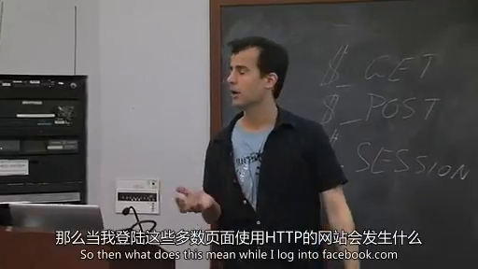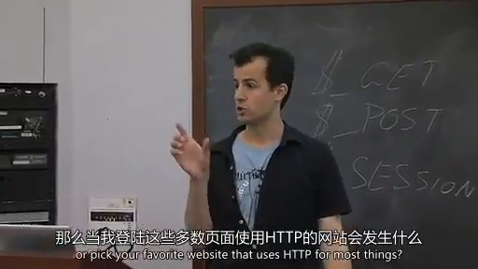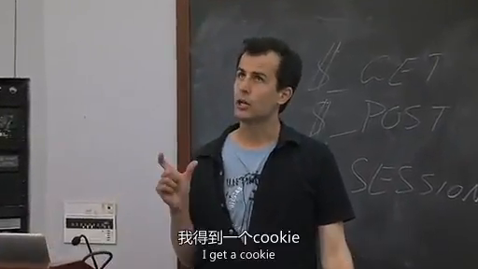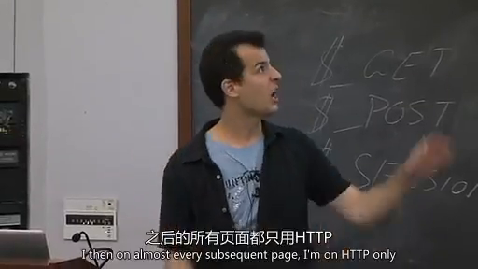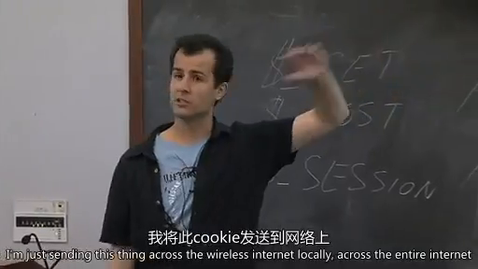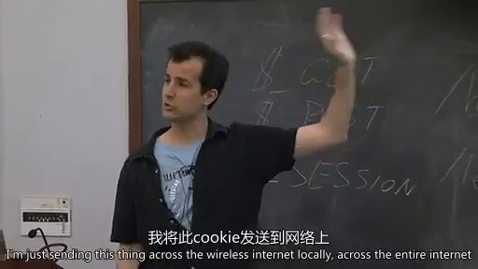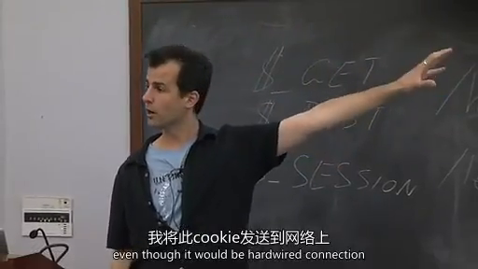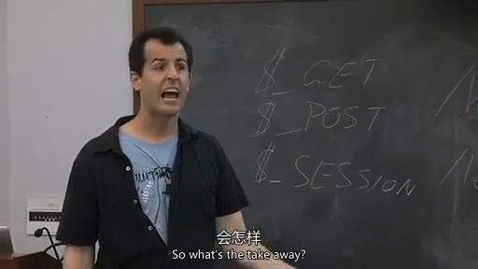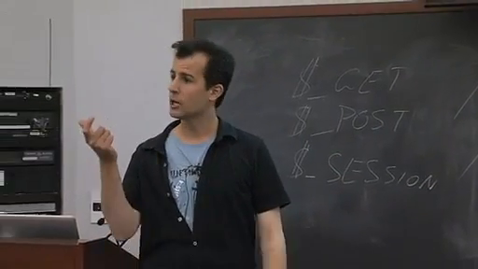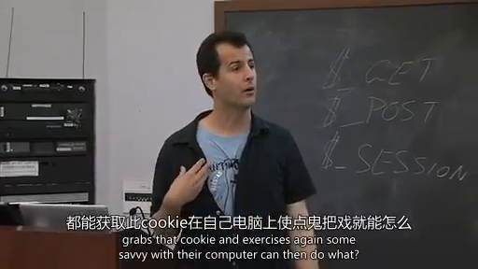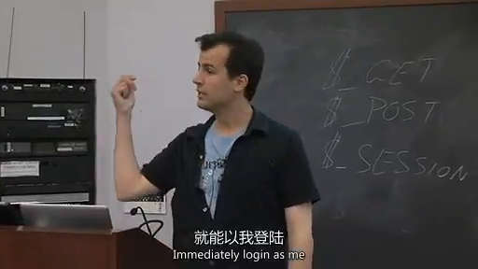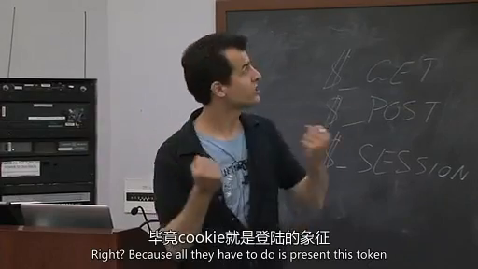Well, I log into Facebook.com, or pick your favorite website that uses HTTP for most things. I get a cookie. I then, on almost every subsequent page, am on HTTP only. So I am just sending this thing across the wireless internet locally, across the entire internet, even though it would be a hardwired connection. So what's the takeaway? Anyone who sniffs my traffic, grabs that cookie, and exercises, again, some savvy with their computer can then do what with my account? Immediately log in as me, right? Because all they have to do is present this token.